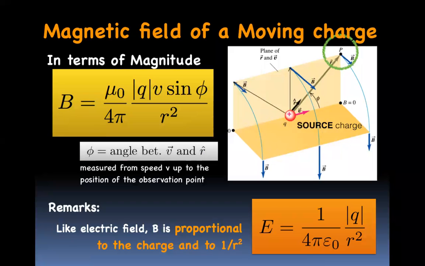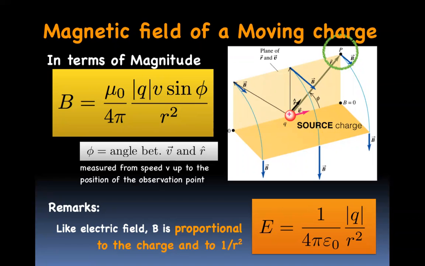In terms of magnitude, we can obtain the magnetic field following this formula: mu naught divided by 4 pi, absolute value of the charge Q times v sine phi divided by r squared. Here, the angle phi is the angle between the velocity and the unit position vector r hat. Angle phi is measured from the velocity v up to the position of the observation point P.